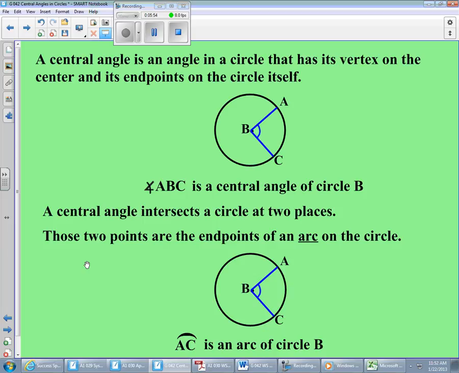When you throw that little guy over the top of back-to-back letters like that, then you are referring to an arc. This thing here on the left is pronounced arc AC, and of course it is an arc of circle B. And probably the easiest way to think of and remember what an arc is, it is a fraction of the circumference of the circle. It's just a piece of the circumference.